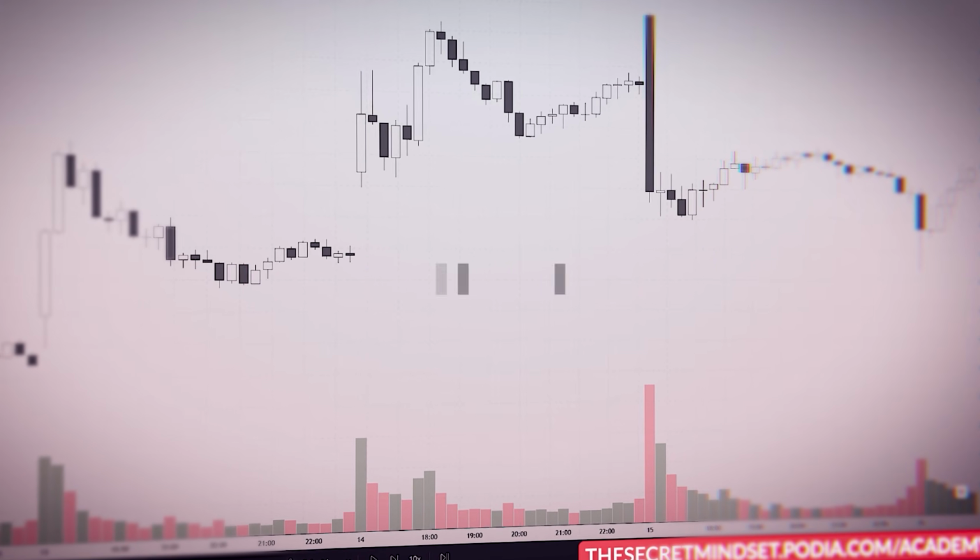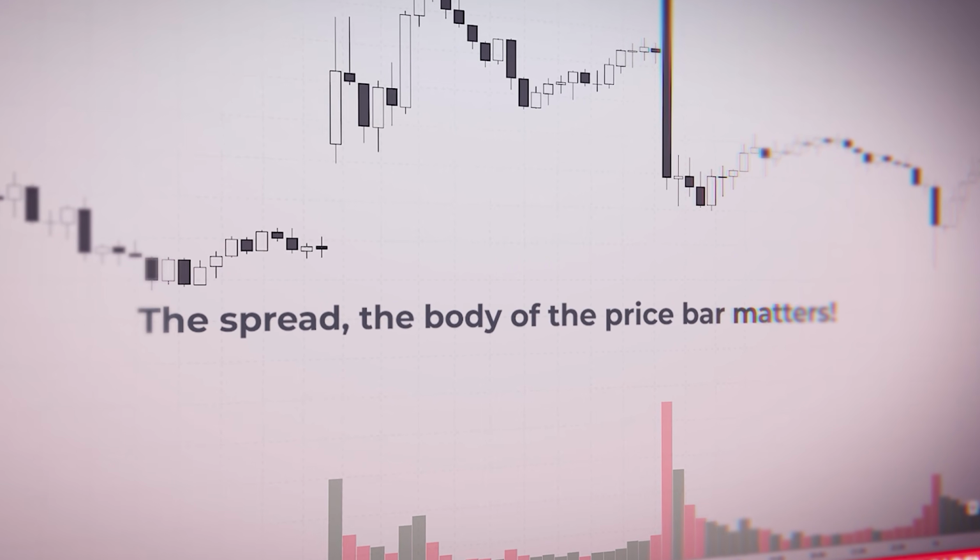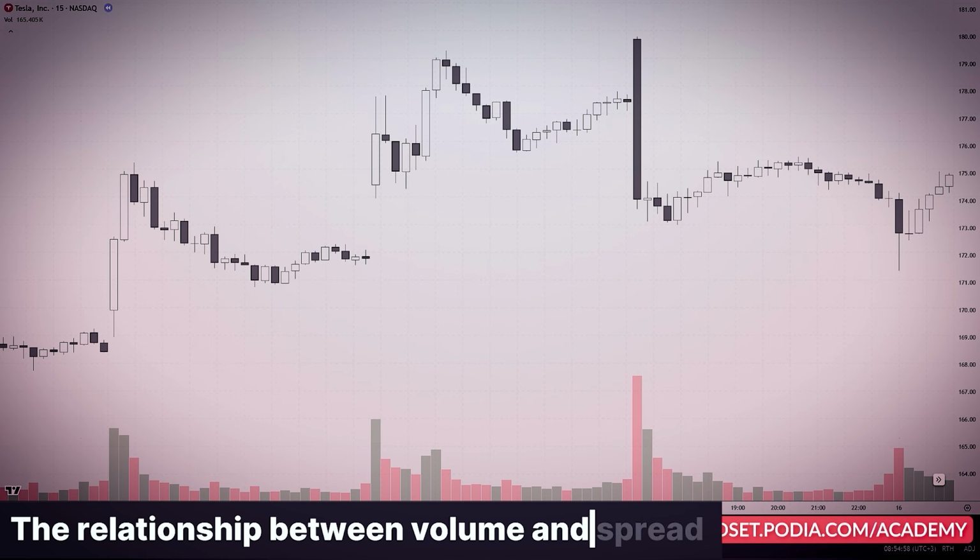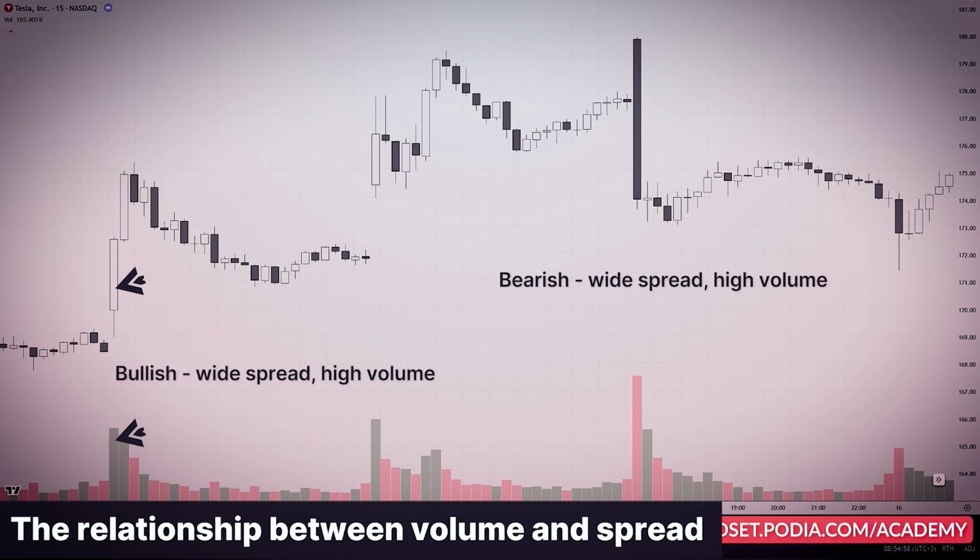The spread, the body of the price bar, matters too. Wyckoff and later traders like Tom Williams saw the relationship between volume and spread. Here's what to look for: wide spread and high volume. This means usually bullish. Wide spread and high volume. This means usually bearish. Narrow spread and low volume often means consolidation.